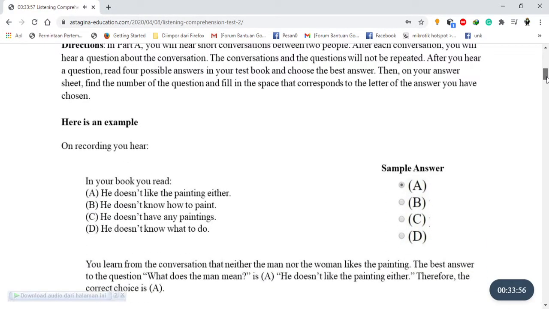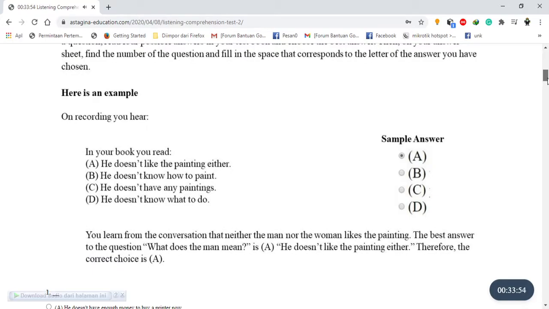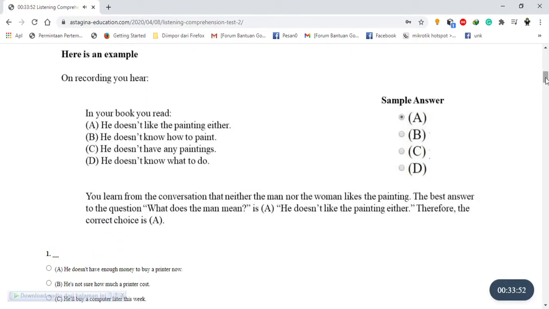Here's an example. On the recording, you hear, I don't like this painting very much. Neither do I. What does the man mean? In your book, you read, A. He doesn't like the painting either. B. He doesn't know how to paint. C. He doesn't have any paintings. D. He doesn't know what to do.